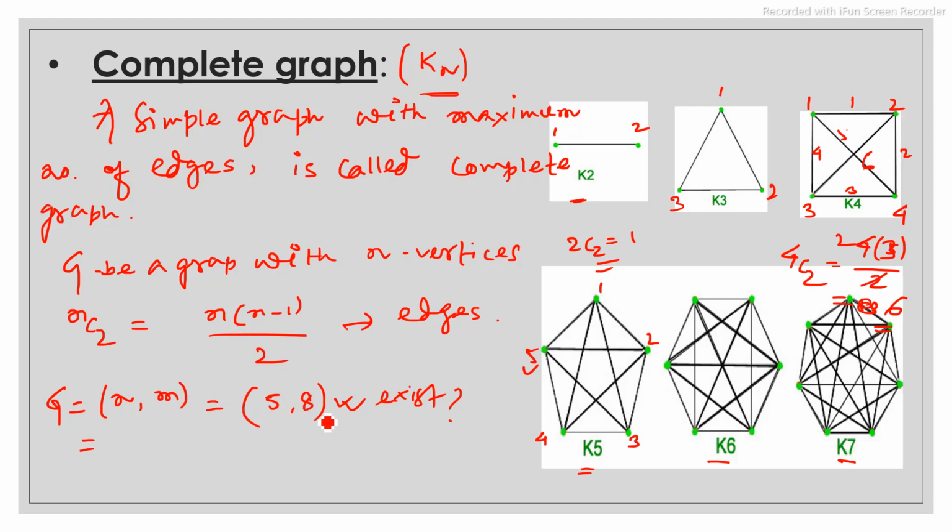Okay, only vertices and edges are given here. So the sum of degrees is equal to twice the number of edges. The number of edges here is 8, so 16. That means the total number of degrees here is 16, in 5 vertices.